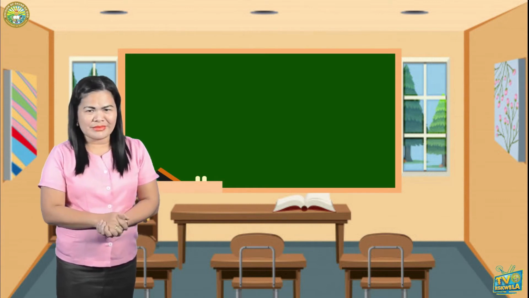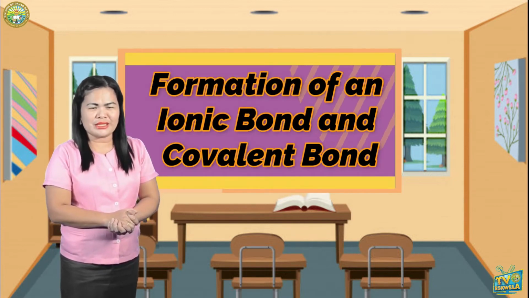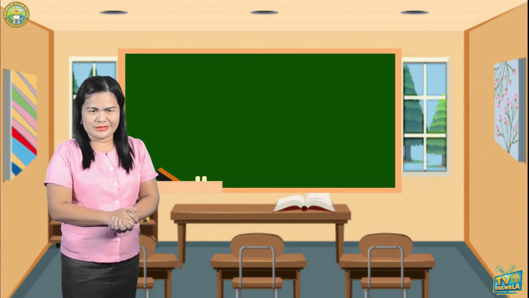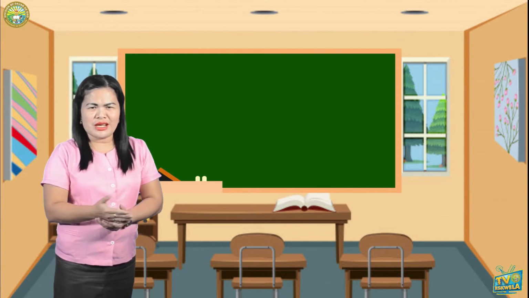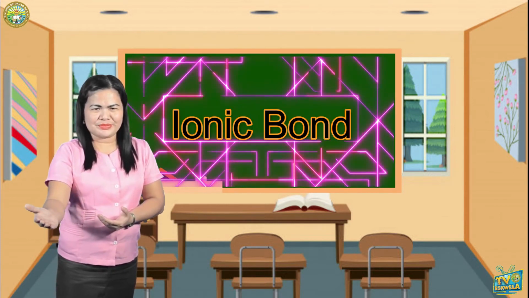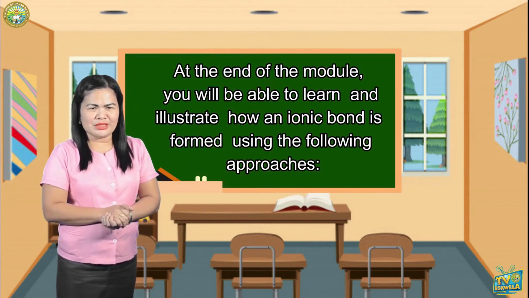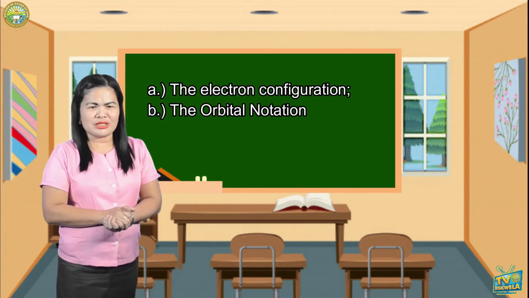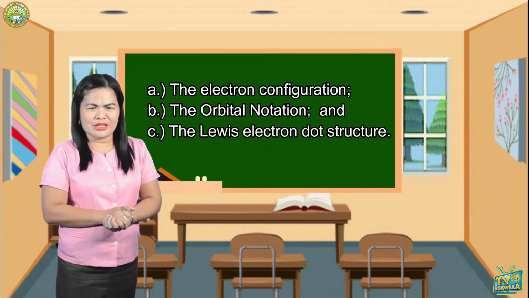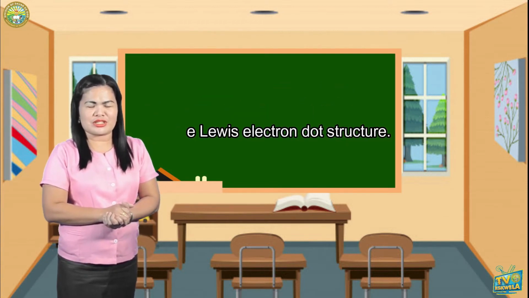Isn't it amazing? Our topic for today is all about formation of an ionic bond and covalent bond. We will start with our first lesson, which is ionic bond. At the end of the module, you will be able to learn and illustrate how an ionic bond is formed using the following approaches. A. The electron configuration. B. The orbital notation. And C, the Lewis electron dot structure.